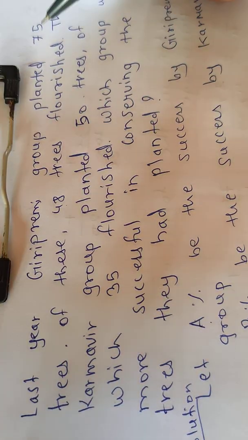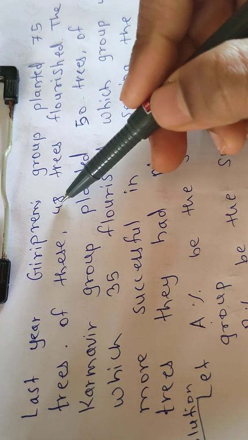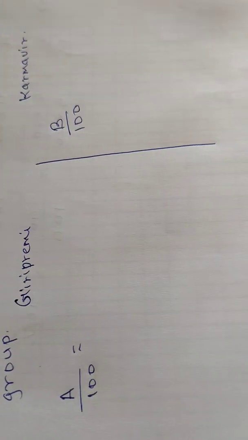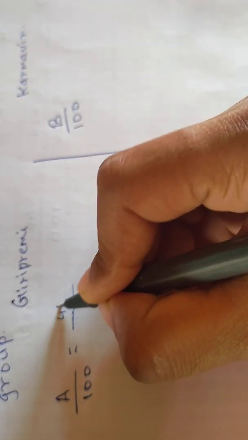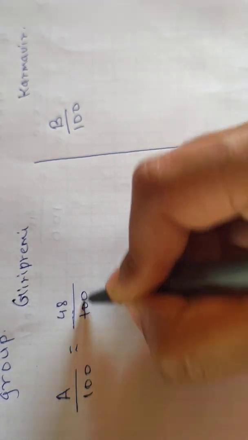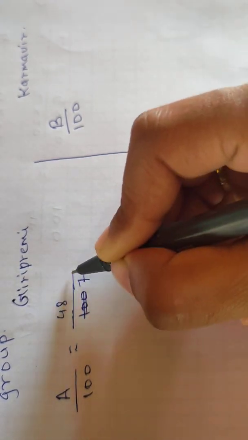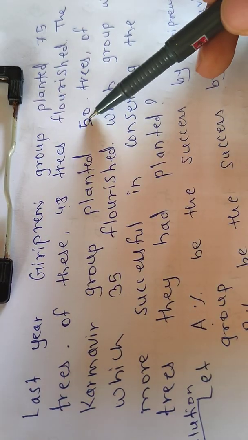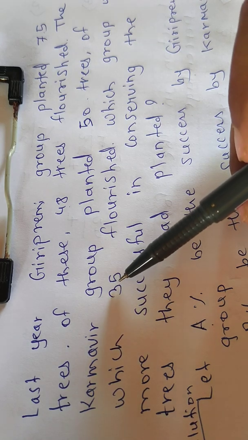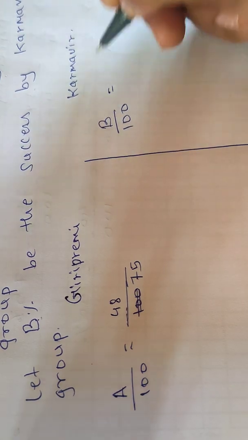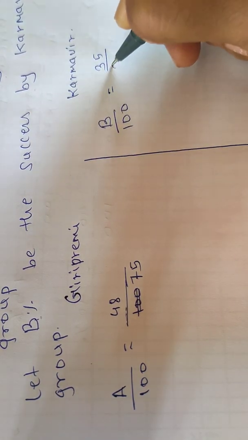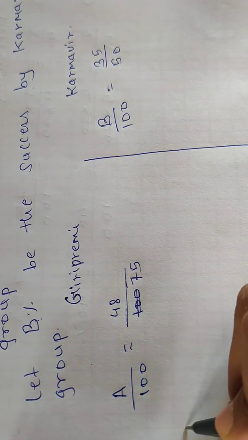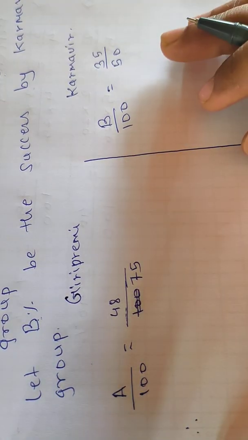What is the success rate for Giri Premi group? 75 were planted, out of which 48 flourished. So A upon 100 is equal to 48 upon 75. The second condition is 50 trees were planted, out of which 35 flourished. So B upon 100 is equal to 35 upon 50. Therefore, first we will solve this part, then we will go for the other part.